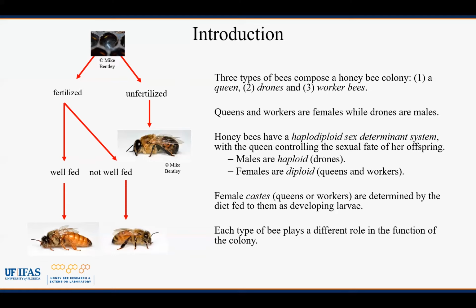The worker honeybees then will take that female offspring and either feed it a lot of high quality food, in which case it becomes a queen, or they feed it less low quality food, in which case it becomes a worker. So the way to think about queens and workers is queens are basically overfed workers, workers are underfed queens.